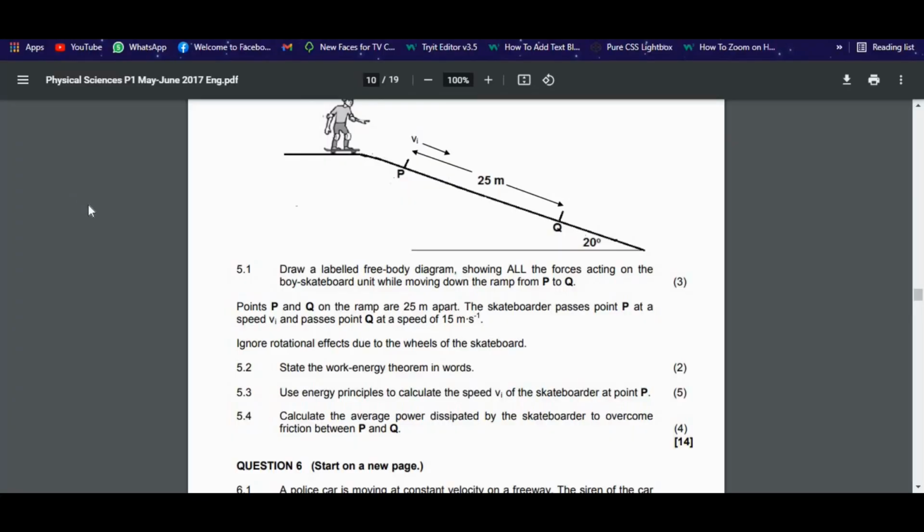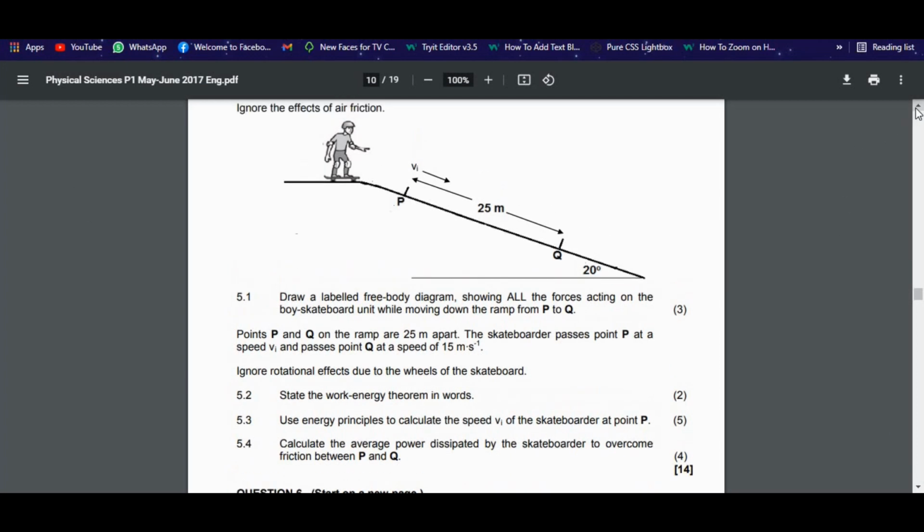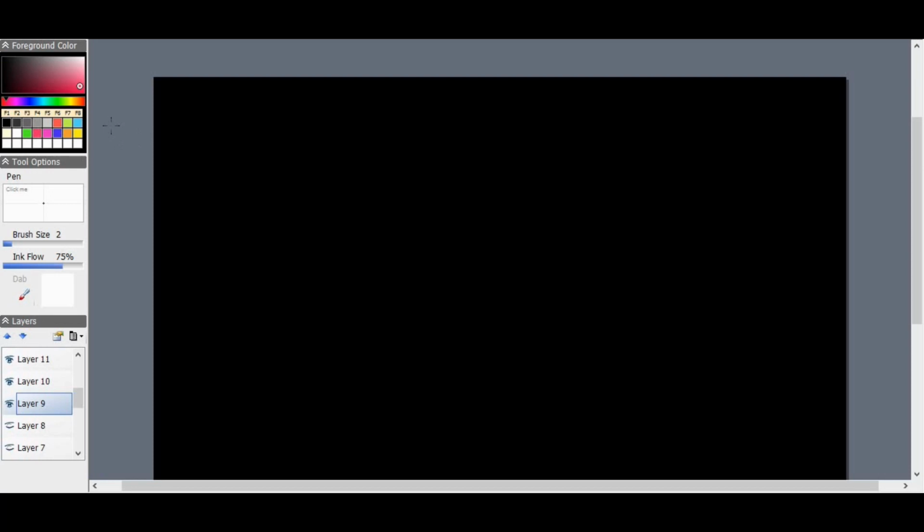Question 5.4 now says calculate the average power dissipated by the skateboarder to overcome the friction between P and Q. Okay, so let's just see how well you guys do with this one in the next 4 minutes, and then I'll mark it. So the average power dissipated for 5.4. So they want to know by the frictional force. Okay, so there's a couple ways we can do this.